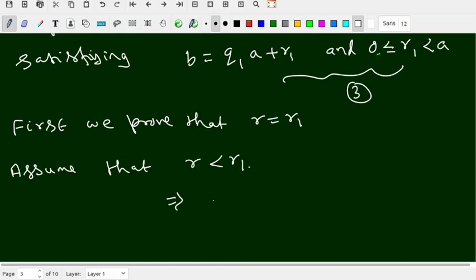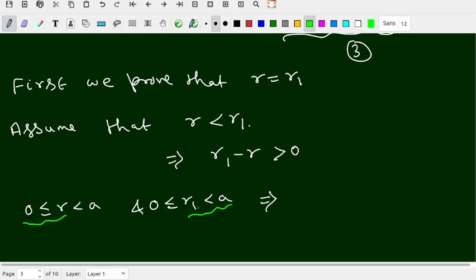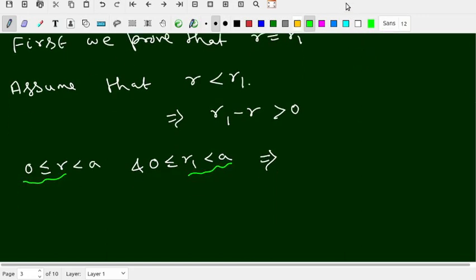Which implies that immediately r1 minus r is greater than 0. It's a positive number. So r satisfies the inequality 0 less than or equal to r less than a, and 0 less than or equal to r1 less than a. So we use this part of the inequality, and we combine these two inequalities.